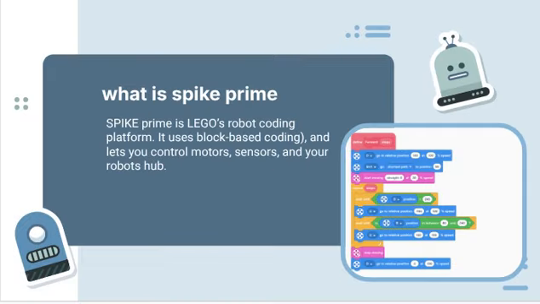Spike Prime. So Spike Prime is LEGO Robot's coding platform, and just like Scratch, it uses block-based coding. It lets you control motors, sensors, and your robot's hub. So as you can see, regarding the attachments as well in the prior video, everything in the robot really flows together, so make sure everything is consistent throughout your robot.